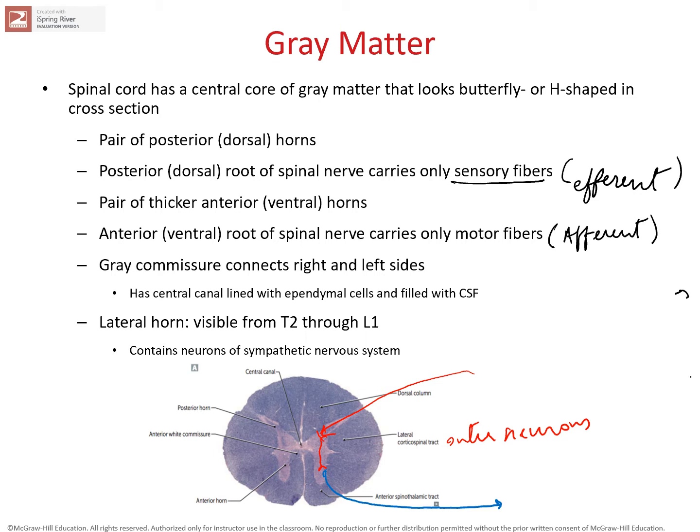Now you see a lateral horn over here. Now the lateral horn is a small bulge, and you only see lateral horns through the T2 to L1, okay, because this region contains the sympathetic nervous system for automated control of structures like the heart and the smooth muscles, right? So in the lateral horn, you find the autonomic motor neurons exiting the spinal cord.